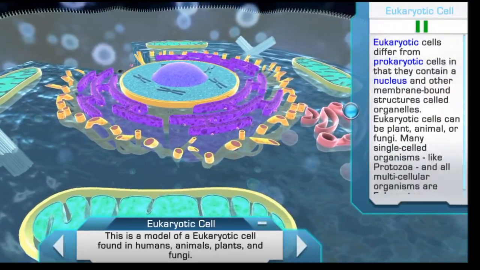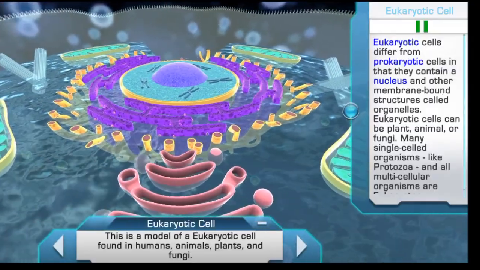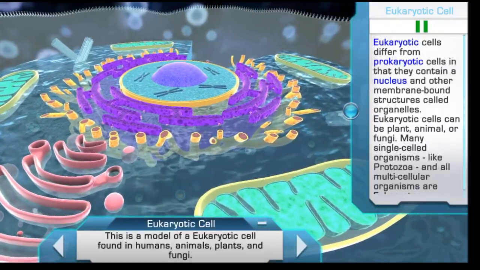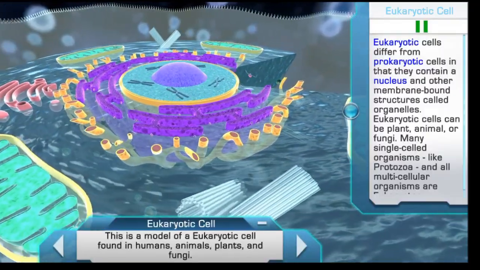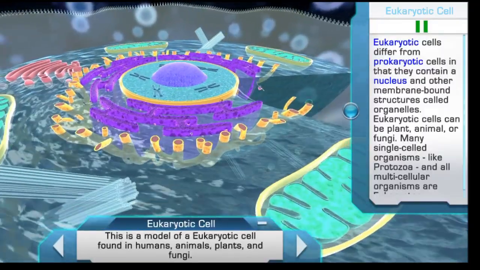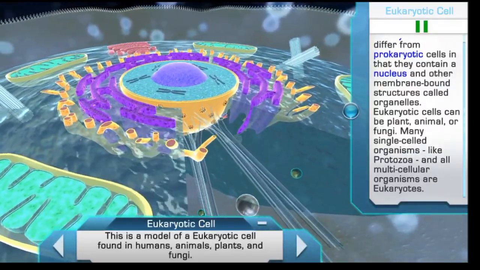Eukaryotic cells differ from prokaryotic cells in that they contain a nucleus and other membrane-bound structures called organelles. Eukaryotic cells can be a plant, animal, or fungi. Many single-celled organisms like protozoa and all multicellular organisms are eukaryotes.